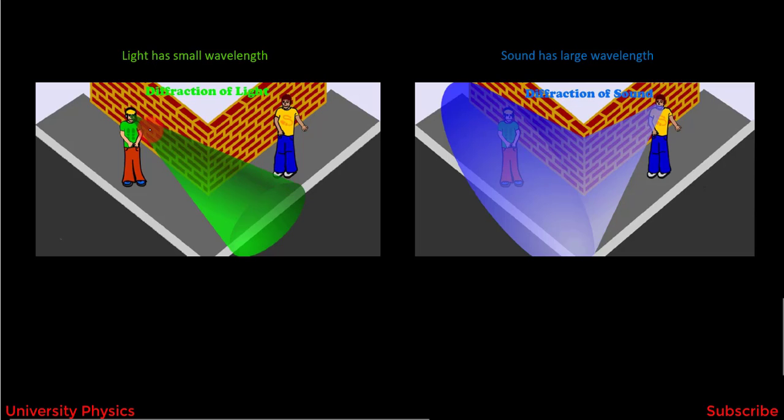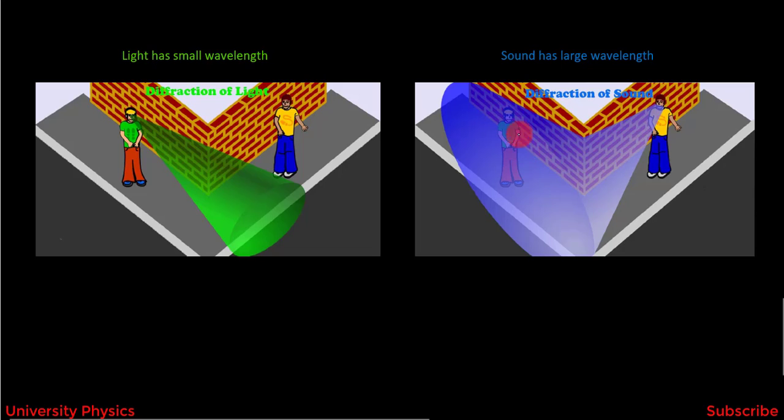As shown in this figure, this is the light coming from the torch. So this person is not able to see this person because the light moves in this direction. It cannot reach this person. So this person is not able to see this person because the wavelength of light is small.